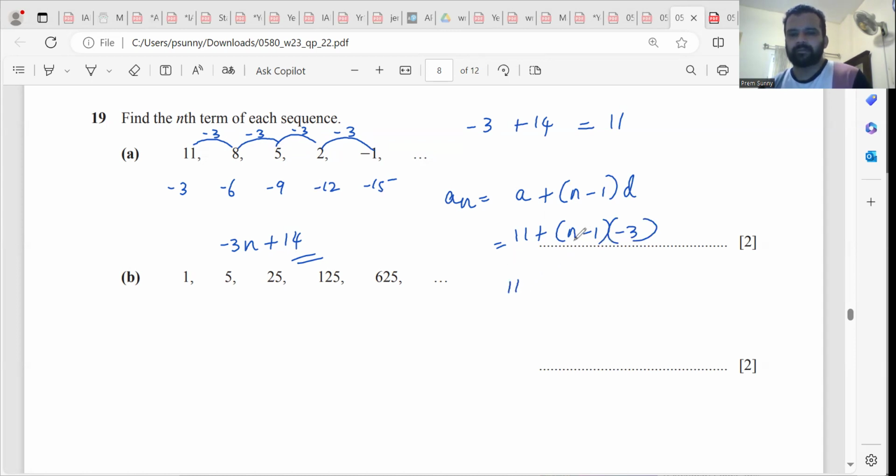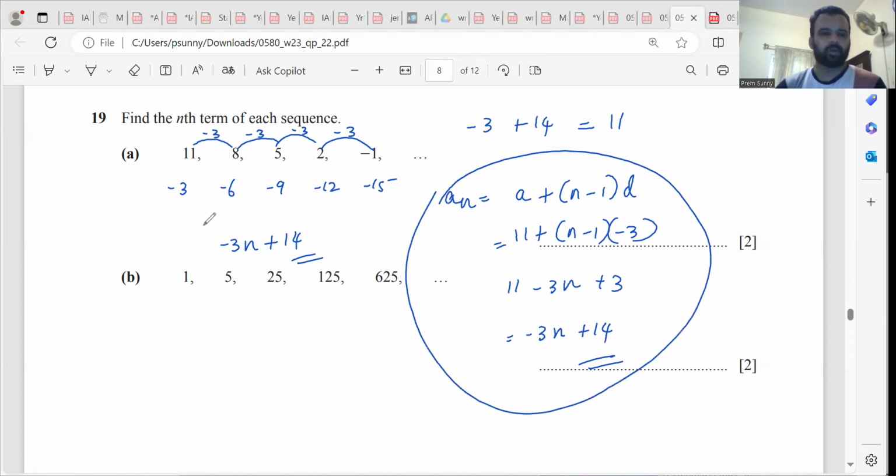So 11n into minus 3 is minus 3n. Minus 1 into minus 3 is plus 3. So this will give me minus 3n plus 14. Same thing, minus 3n plus 14. You can do the formula method or directly you can use the manual method.